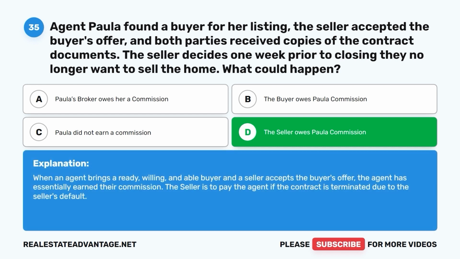When an agent brings a ready, willing, and able buyer and a seller accepts the buyer's offer, the agent has essentially earned their commission. The seller is to pay the agent if the contract is terminated due to the seller's default.